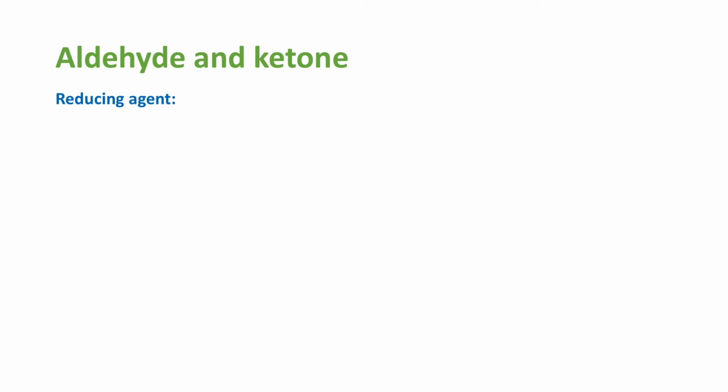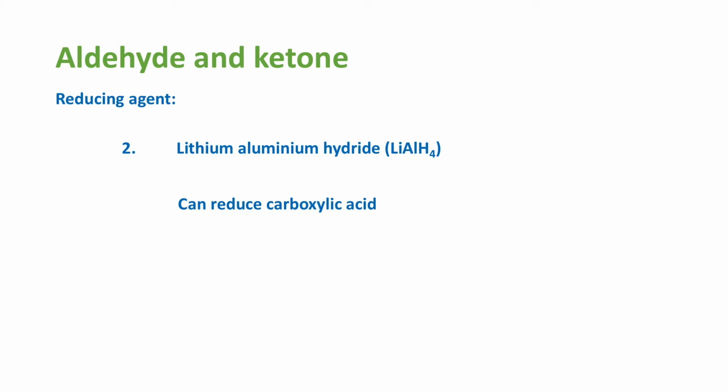The second one is lithium aluminum hydride, LiAlH4. It is the most powerful reducing agent in DSE, which is strong enough to turn carboxylic acid back to the alcohol. And it is too reactive and unstable towards water. That's why it should be used in an anhydrous environment, for example in dry ether.